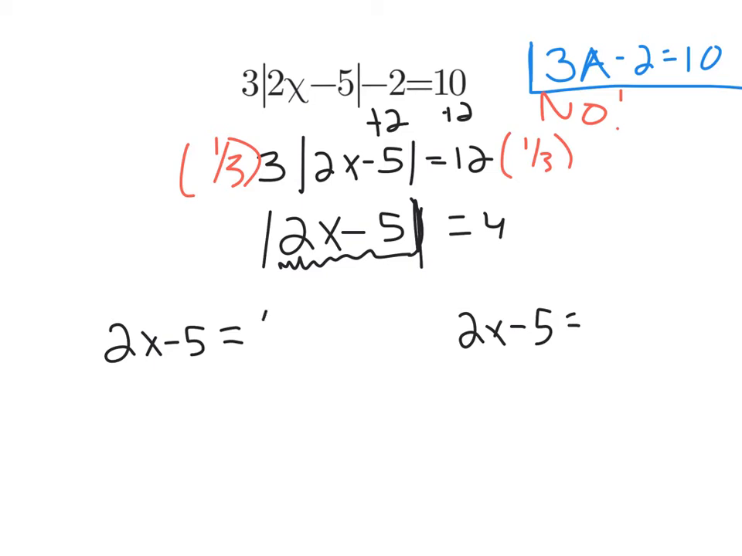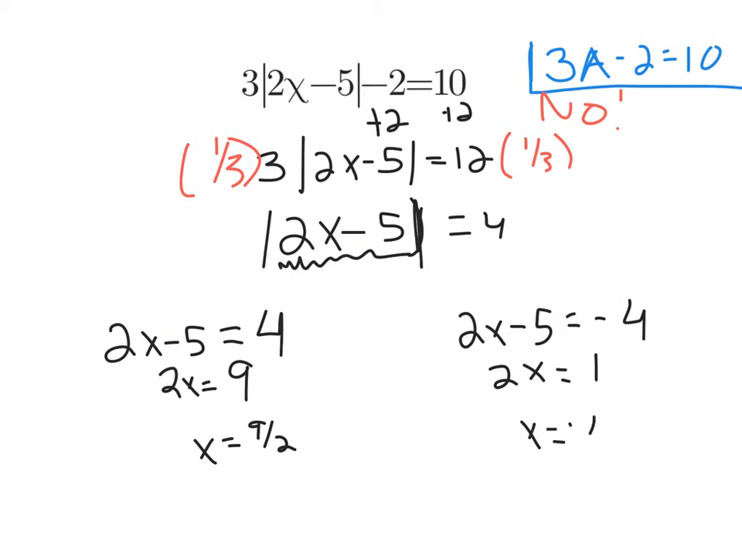But 2x minus 5 could equal 4, or it could equal negative 4. And then we go about solving each of these equations. So I would add 5 to both sides. If I do that, I have 2x equals 9 over here on the left, and I have 2x equals 1 over here on the right. So I get x equals 9 halves and x equals 1 half.